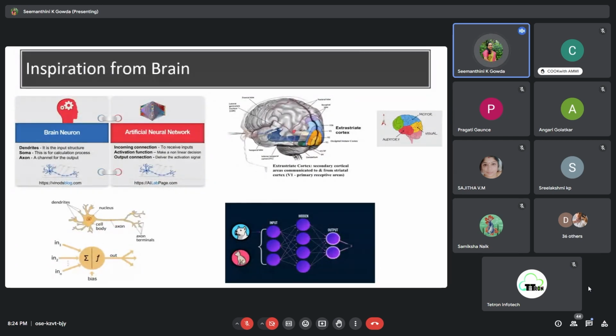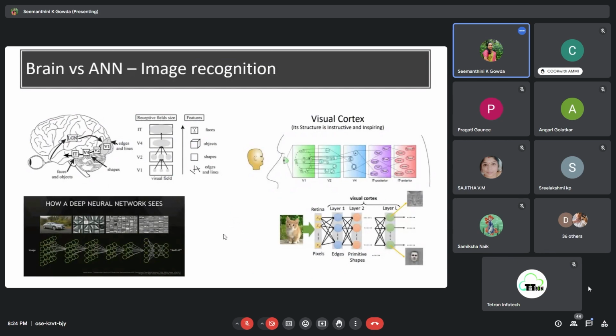And in case of a single layer perceptron or single layer neuron, this is how it works. You have n number of inputs, you have the summation function, you have the activation function, and you have the output. This is the basic structure of our artificial neural network and deep learning. And what are the applications we have seen with respect to this?